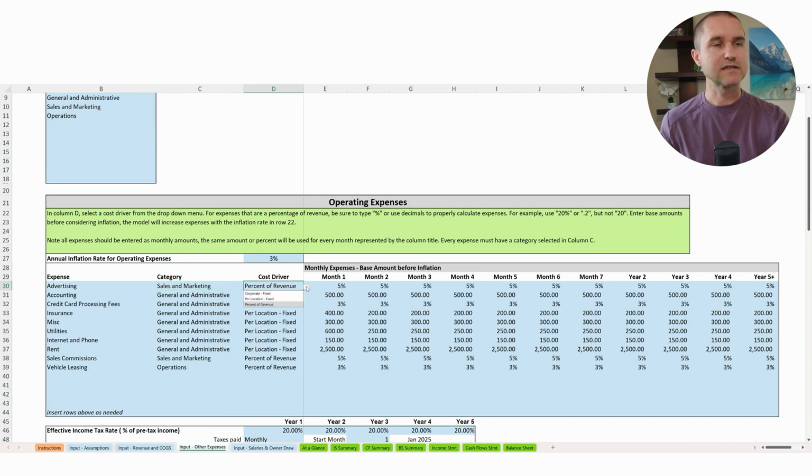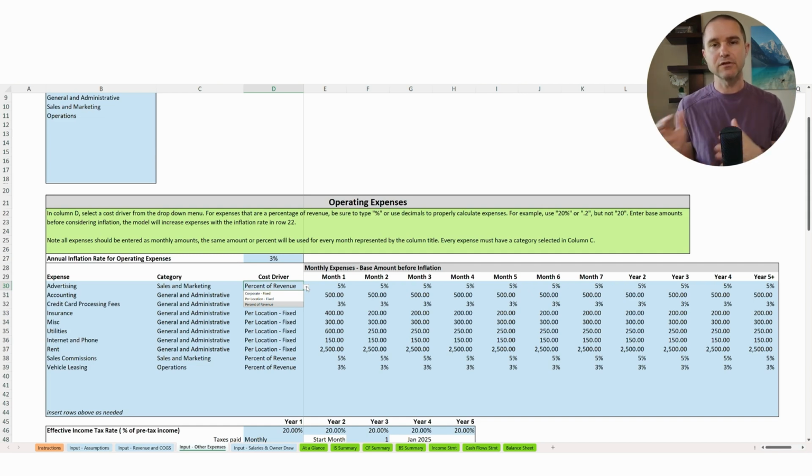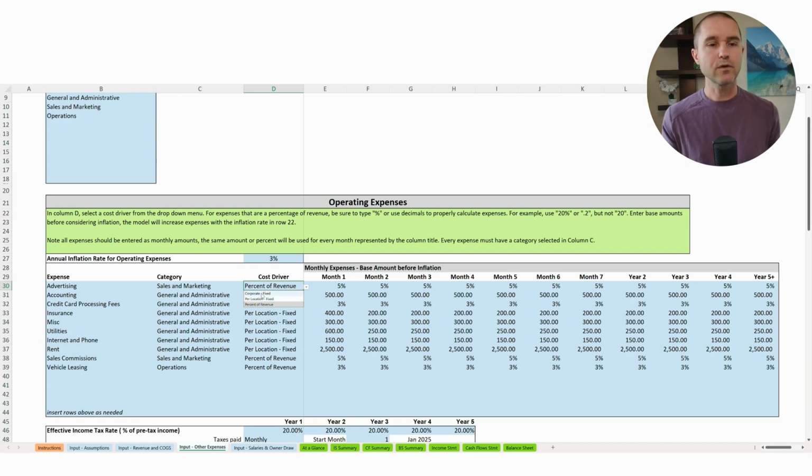And we can set a cost driver. So you can set it as a percentage of revenue, or a per location fixed dollar amount. So if it's like a phone that you're going to have at every location, it's $100 and it's a per location expense. So you could set per location. And then corporate expense would be an expense that's not really tied to any individual location. So it wouldn't matter if you have one location or 5 locations. It's just the same fixed corporate level expense. Okay, so different ways to handle that.